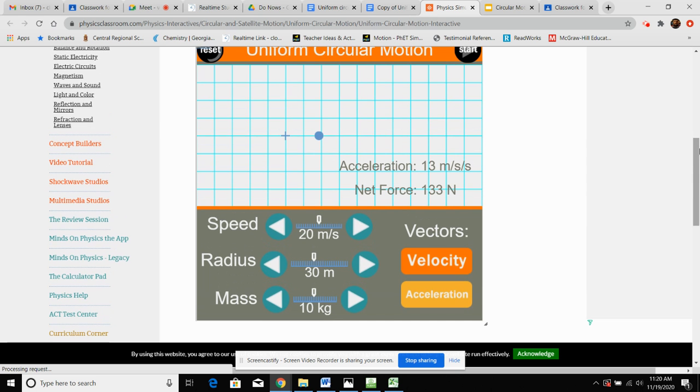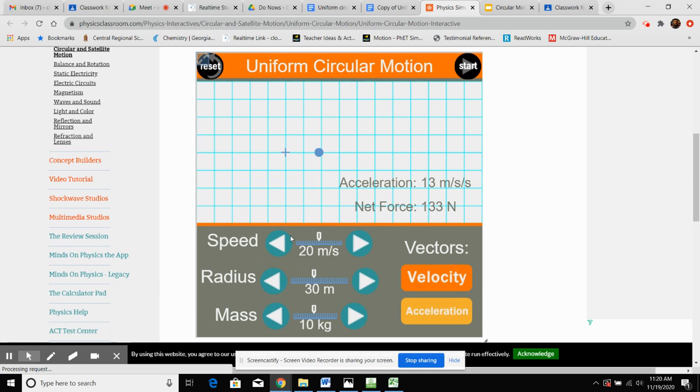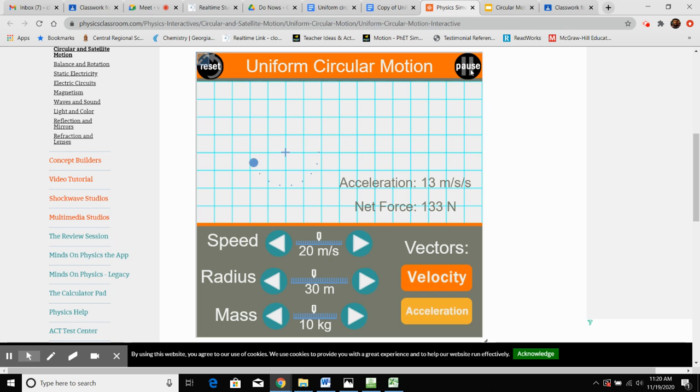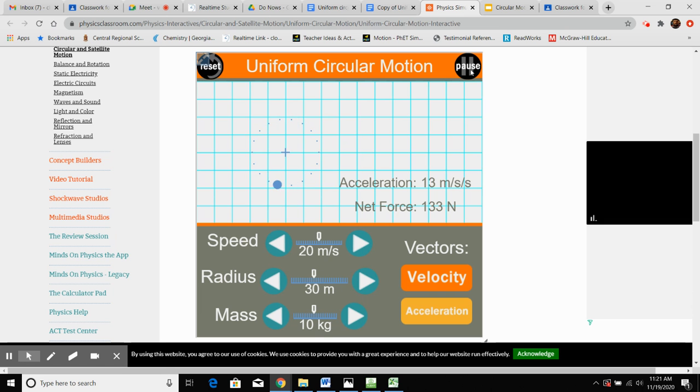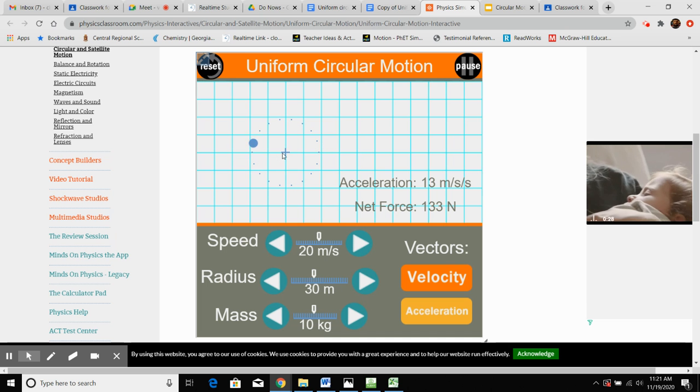And with this, though, we can vary these up and determine what's going to happen to the acceleration, what's going to happen to the net force. And we can also get a visual of the different vectors involved. So let's just start it off real quick. You see the object is rotating at a constant speed around the fixed center point here.